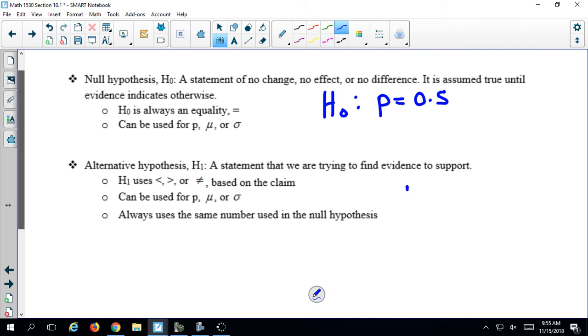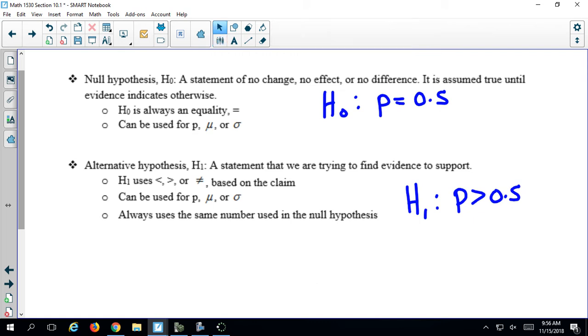In our example, the alternative hypothesis is that it's not a fair game, that Mr. Willman is cheating. Therefore, the proportion of heads is greater than 0.5. And it's always the same number here. You always use the same number in both hypotheses, but the null always has equals, and the alternative is less than, greater than, or not equal to.